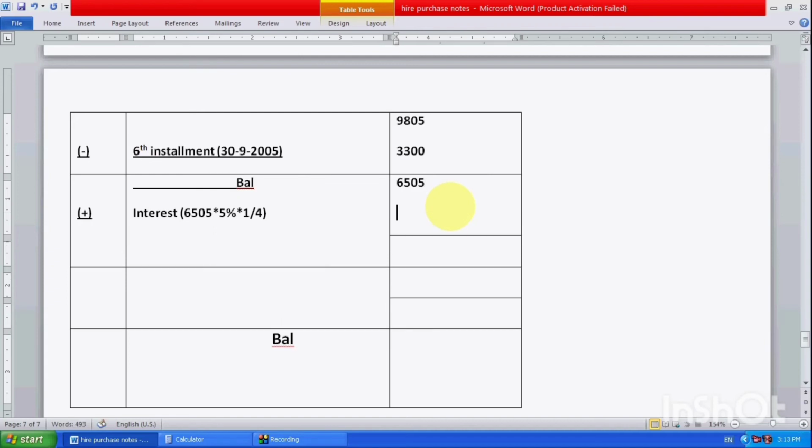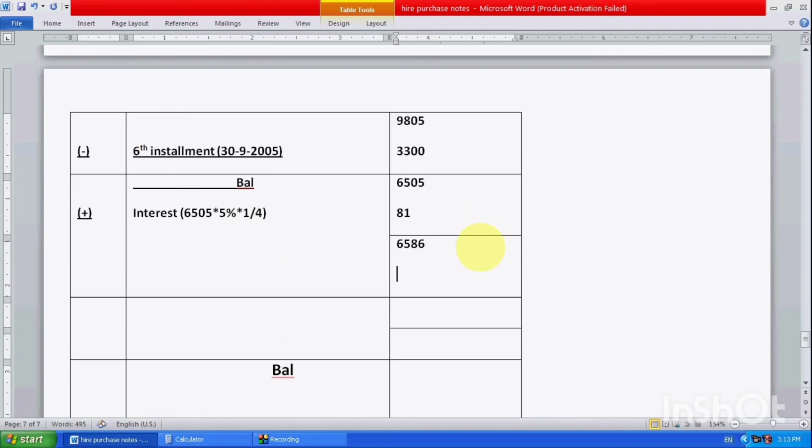So how much are we getting? Let's see, we are getting 81. So add this 81 to 6,505. So we will get 6,586. Now deduct the installment.